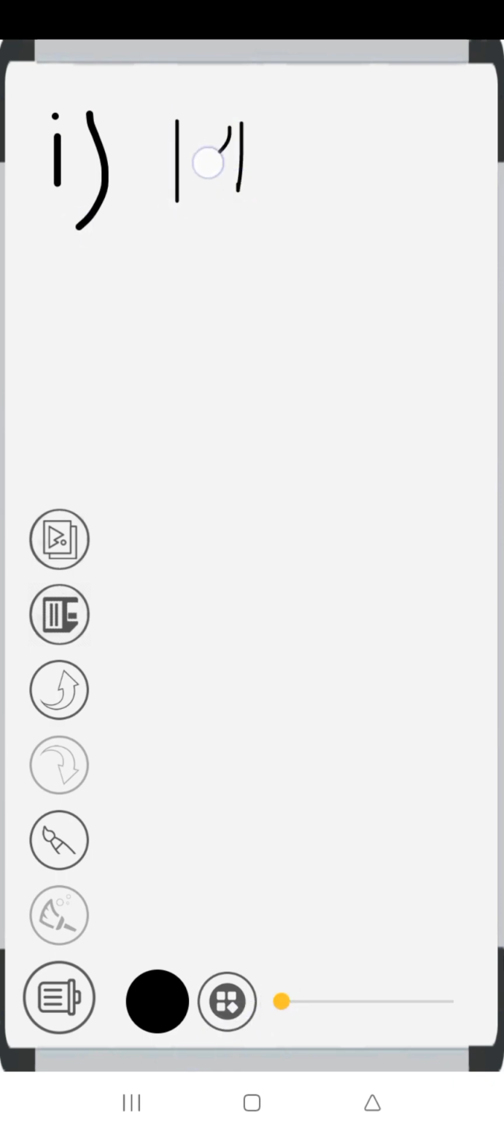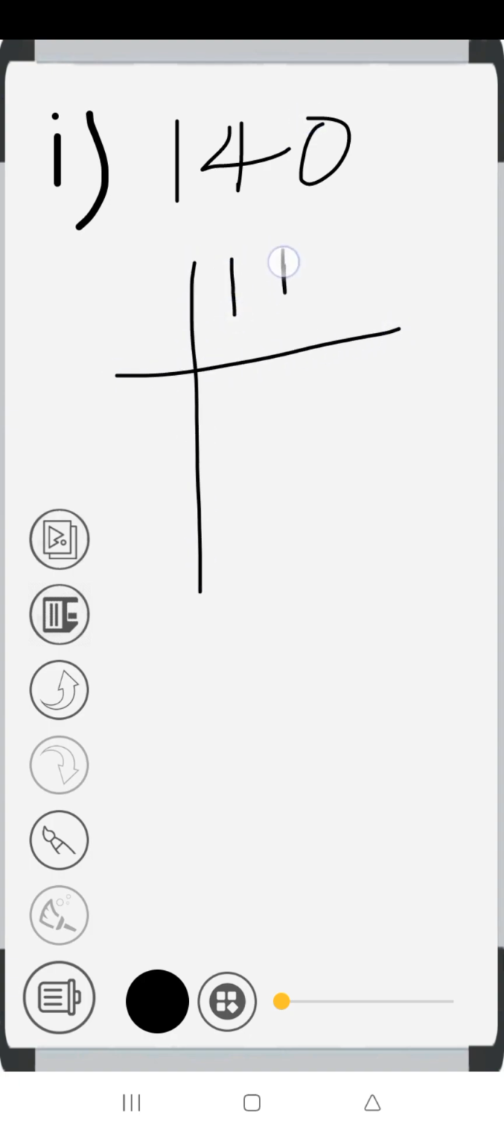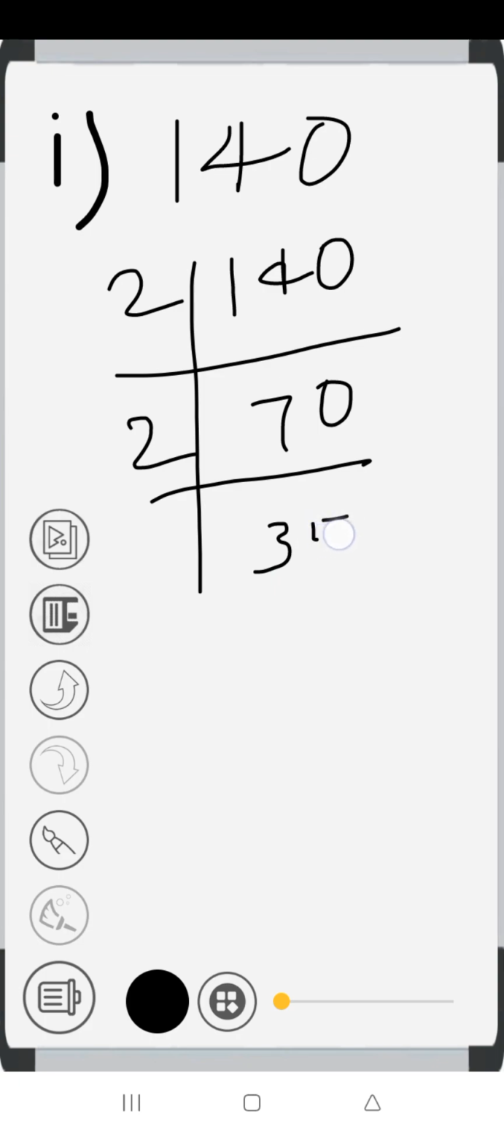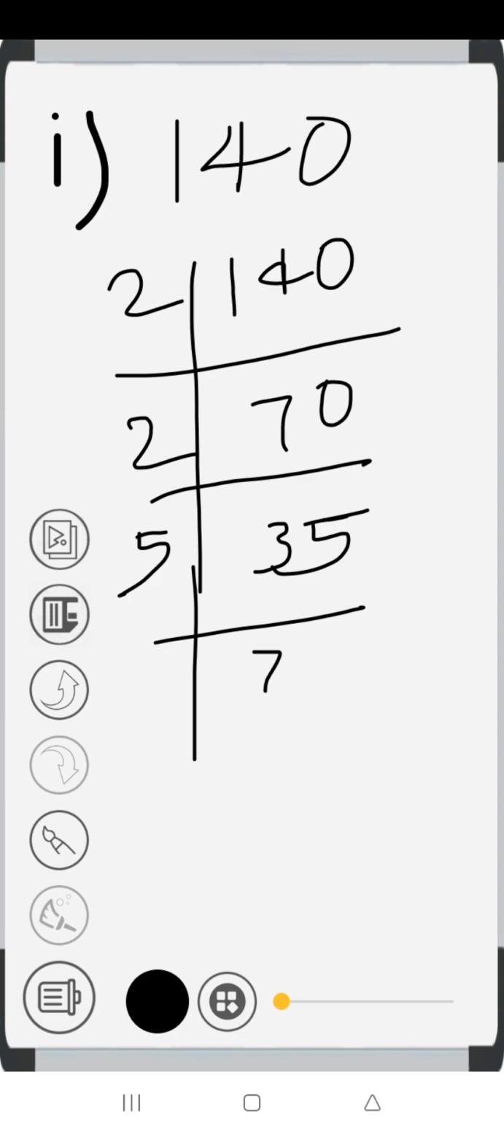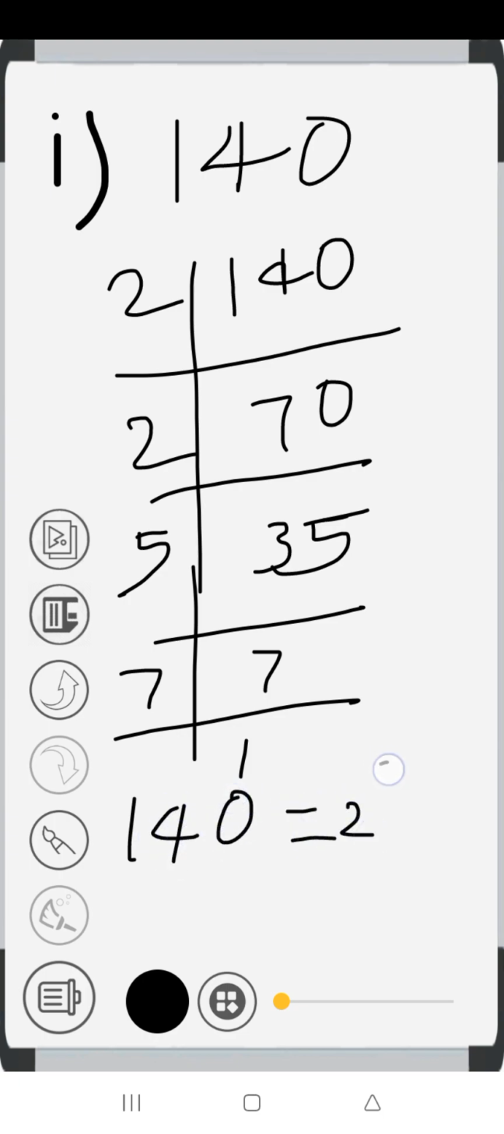So 140, if we prime factorize, is 2 times 70, again 2 times 35, and we know 5 sevens are 35, and 7 divided by 7 is 1. So 140 can be written as 2 squared into 5 power 1 into 7 power 1. Moving on to the next part.